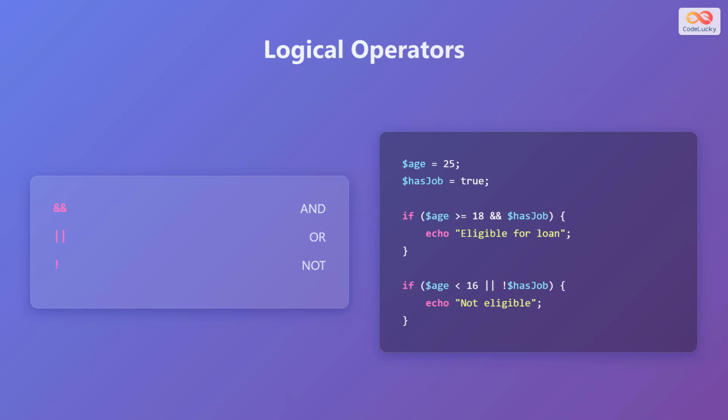Here's an example. We declare a variable named age and assign it a value of 25, and another variable named hasJob and assign it a Boolean value true. The first if statement checks if age is greater than or equal to 18 and hasJob is true. If both are true, it outputs "eligible for loan". The second if statement checks if age is less than 16 or hasJob is not true. If either is true, it outputs "not eligible".